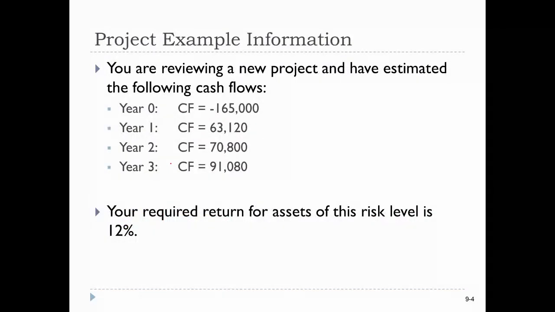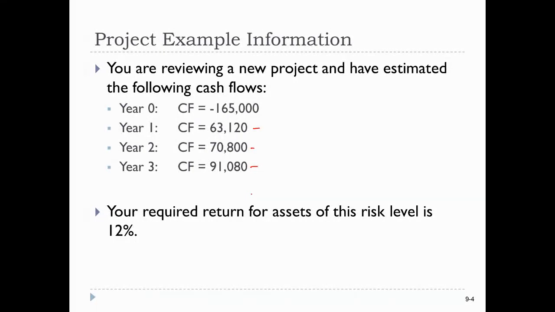Here's another slightly more realistic example, not much more realistic, I guess. It's still just one investment and 3 cash flows, all of different amounts. We'll talk in Chapter 10 about the process of estimating these cash flows, figuring out where these numbers come from. But for now, just take them as given. We're told that this project costs $165,000 to invest in it, and will generate cash flows of these amounts: $63,120 in the first year, $70,800 in the second year, $91,080 in the third year.